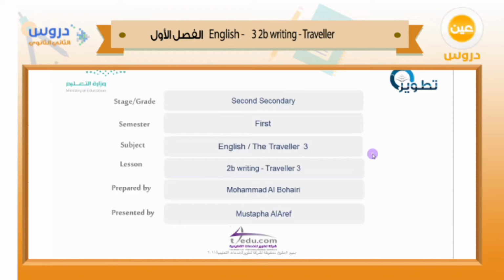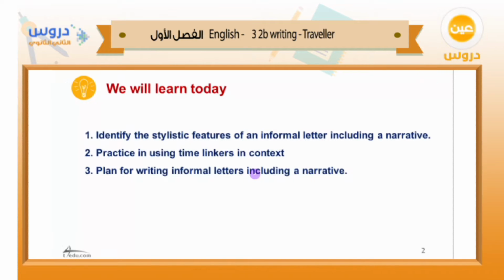Welcome my second secondary students to a new lesson for your book, The Traveler 3. Today we only have writing. So let's get started, as usual, with the first three objectives. What we will learn today is all about writing. One, identify the stylistic features of an informal letter, including a narrative. Two, practicing using time linkers in context. And three, plan for writing informal letters, including a narrative. So mainly we are talking about narrative writing.